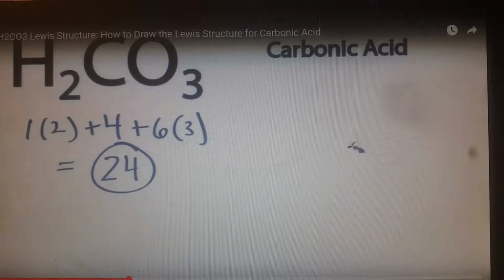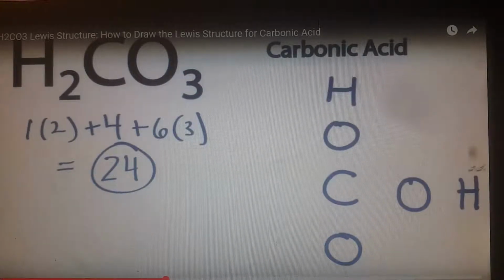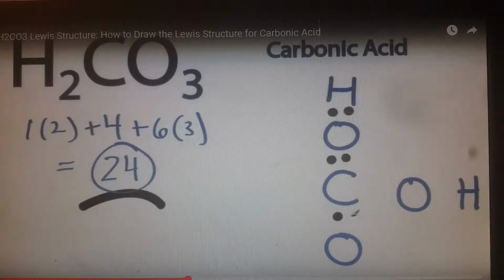So we'll put the carbon at the center, and we have 3 oxygens. We'll put 3 oxygens around it, and then we'll put those 2 H's on the outside of the oxygens. So we have a total of 24 valence electrons. We'll put 2 electrons between atoms to form chemical bonds. So we've used 2, 4, 6, 8, 10.